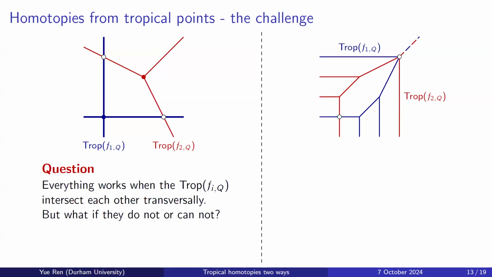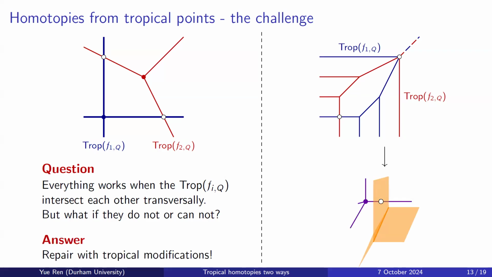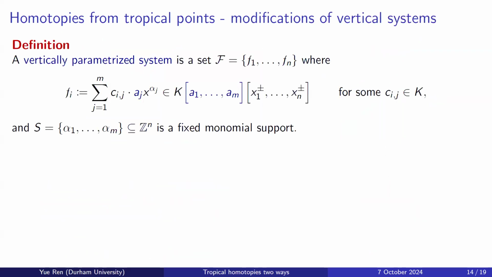So what to do? If you ask Hannah what you do if you have two tropical curves that intersect each other non-transversely, then the answer is clear: you modify. There's this paper by Goethe and Markvik, repairing tropicalizations with modifications, and I'll show you how it's done. You introduce a new variable and try to separate these two things in a third dimension. So think of these two as separated in a third dimension. Here's how it's done.